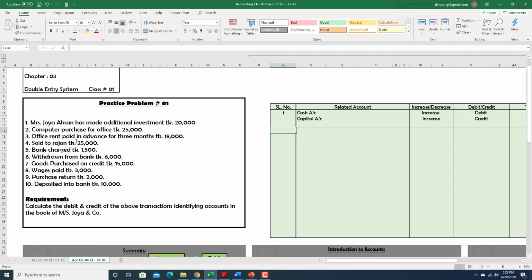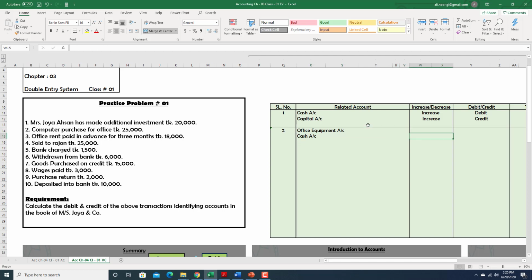Number 2, computer purchase for office Taka 25,000. We know when we purchase something we have to pay cash, so cash decreased, and as we received computer, so another asset increased. So in number 2 we can write first account is we have to write office equipment. We cannot write computer. For computer we have to write office equipment account and cash account.